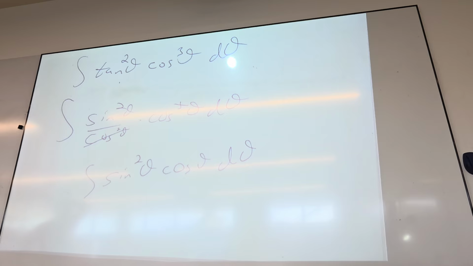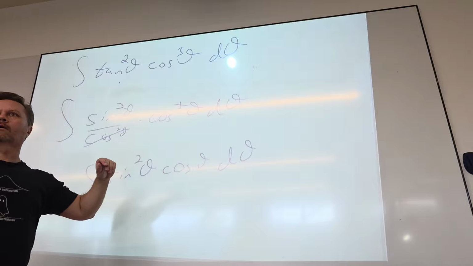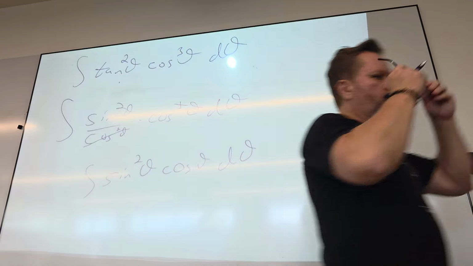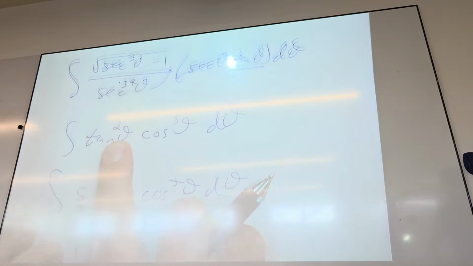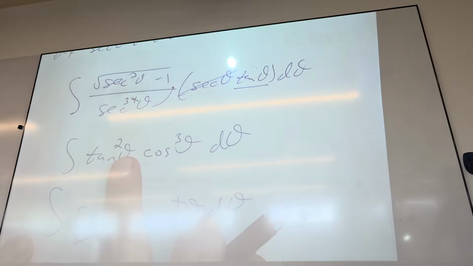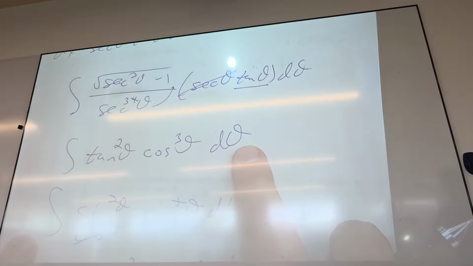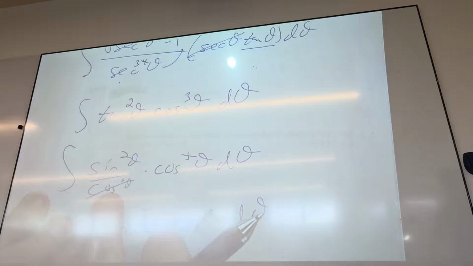Yes? How did you make the cosine? Do it again, sorry. Tangent cubed times cosine cubed, how'd you get the cosine? Well, it's tangent squared, right? Because it's tangent, tangent, tangent squared. So you're cool up to this step? Tangent is sine over cosine, so this is tangent squared is sine squared over cosine squared. Two of the cosines die.